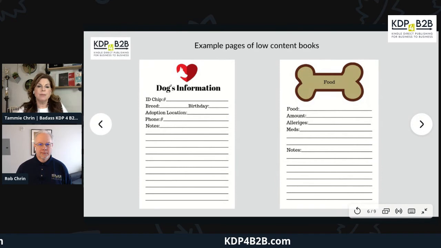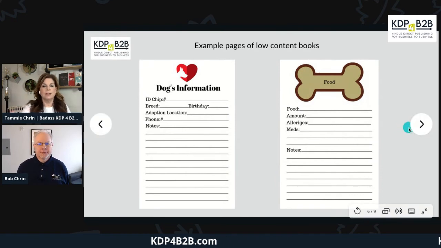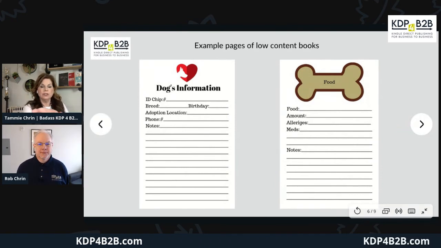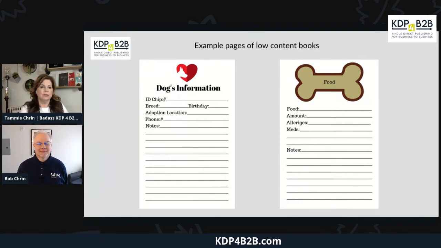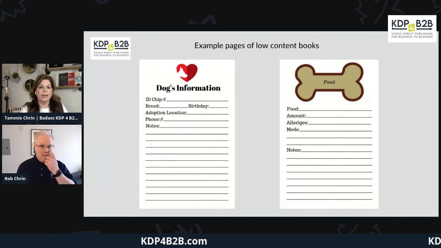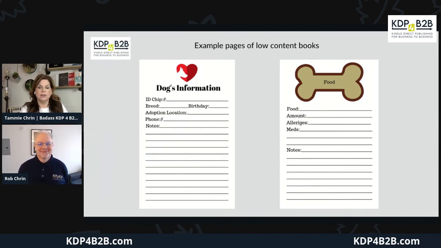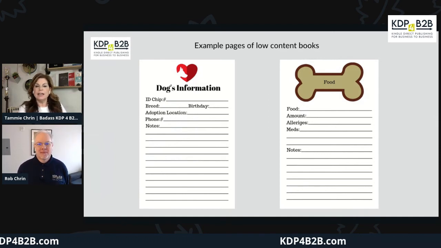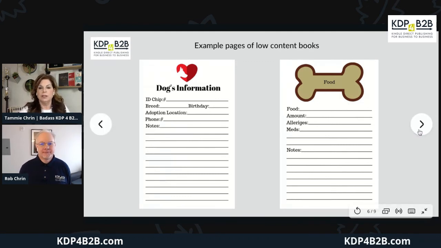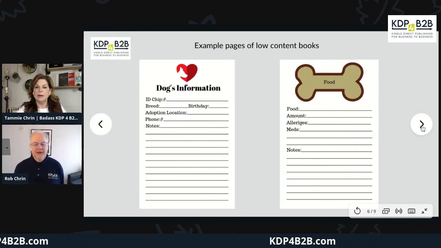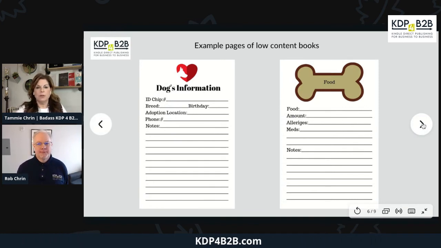So this is another example. This is dog information. You just write in a few little informational items: ID chip on your dog, the birthday, the breed, adoption location, a phone number, notes. It's pretty basic in that sense. This is maybe a little bit more than what I showed you with the notes, but as you get going, you can do these fairly simply and create this type of low content book.